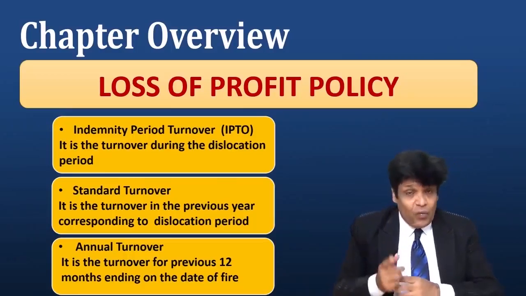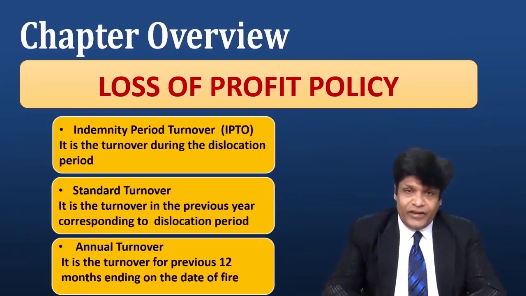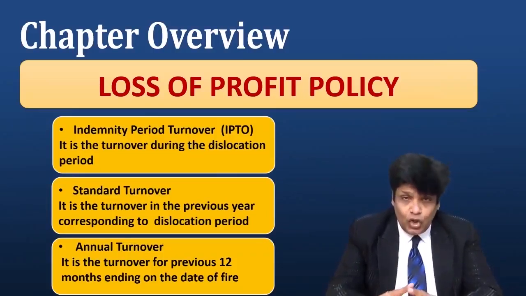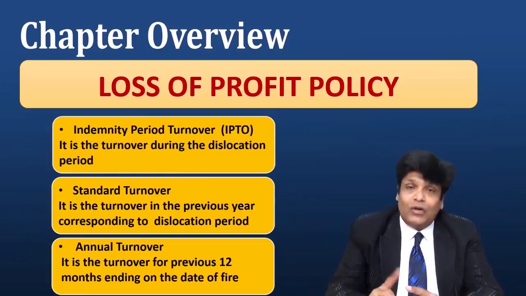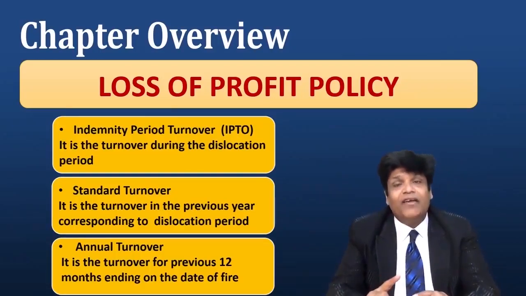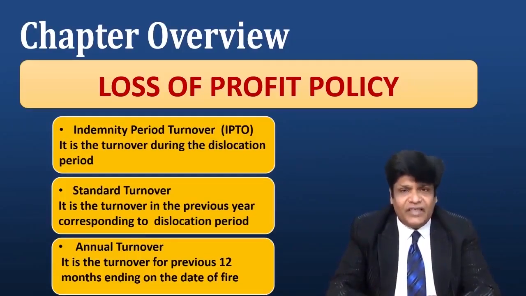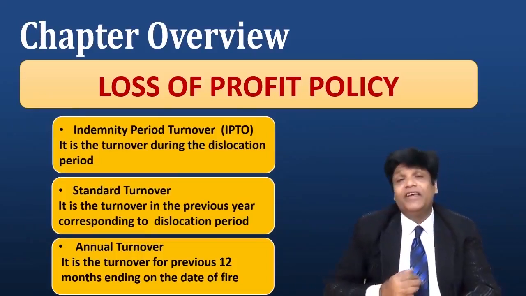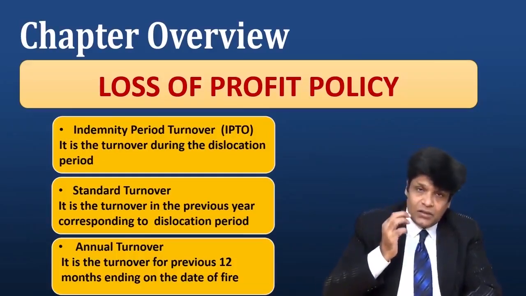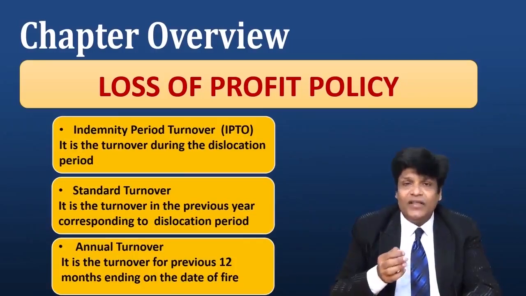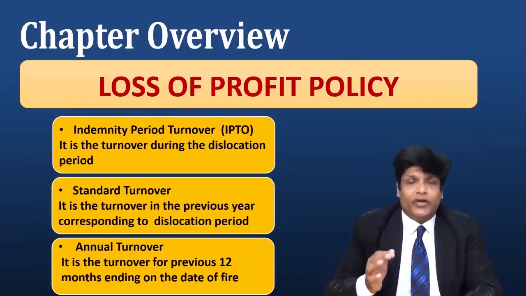So now we will say the standard turnover will be from 6th August 2017, yes, last year. When I was speaking about indemnity period turnover, friends, it was 6th August 2018 to 5th October 2018. The same dates, but take them for 2017, that is 6th August 2017 to 5th October 2017. Whatever has taken place then is known as standard turnover. Very simple. So indemnity period turnover is turnover during the dislocation period. The standard turnover is turnover in the previous year corresponding to the dislocation period.